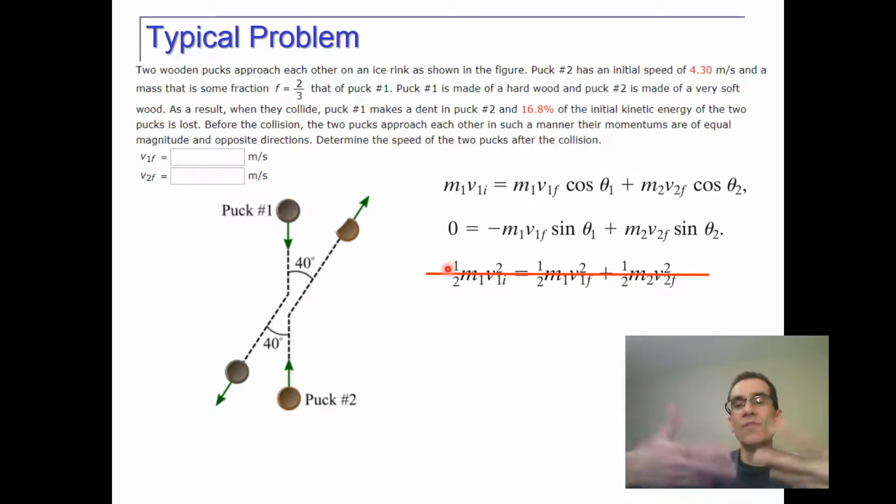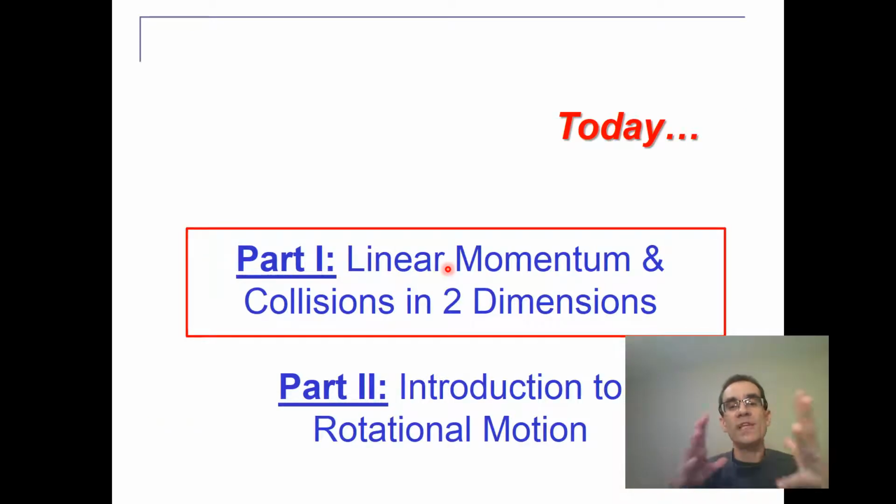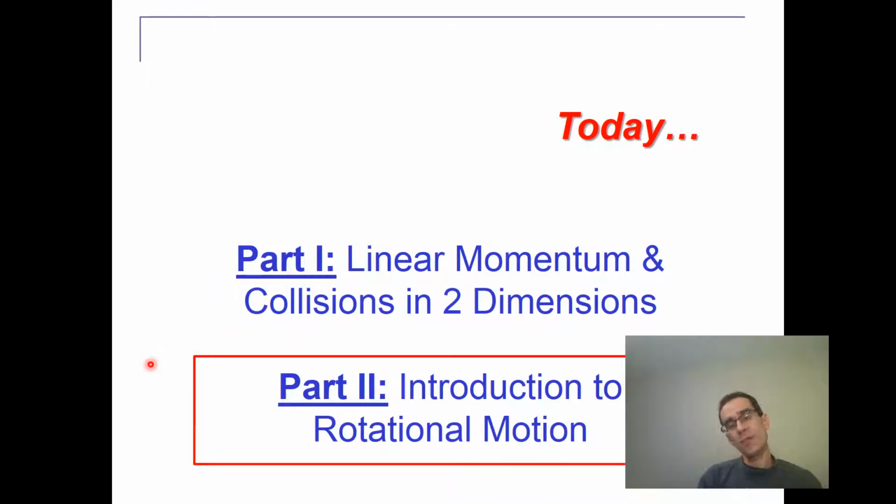And then when you solve this, there are going to be some unknowns, some things are going to be known, and you can determine the speed of the two pucks after the collision. All right? So this is the idea about linear momentum applied to collisions in two dimensions. So that concludes the first part of our discussion today, right? And we're now going to begin moving into the second part.